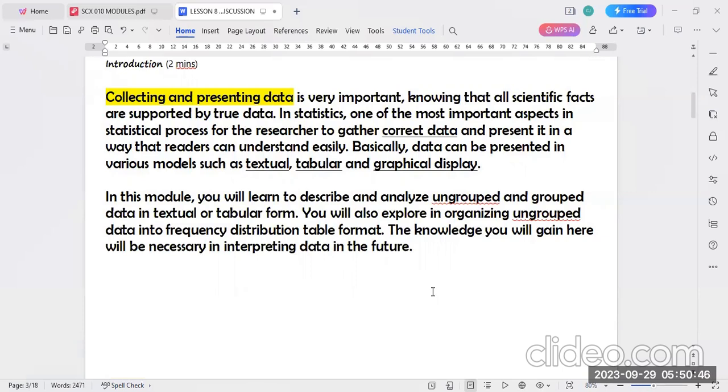Basically, data can be presented in various models such as textual, tabular, and graphical display. So in this module, you will learn to describe and analyze ungrouped and grouped data in textual or tabular form. You will also explore organizing ungrouped data into frequency distribution table format. The knowledge you will gain here will be necessary in interpreting data in the future.